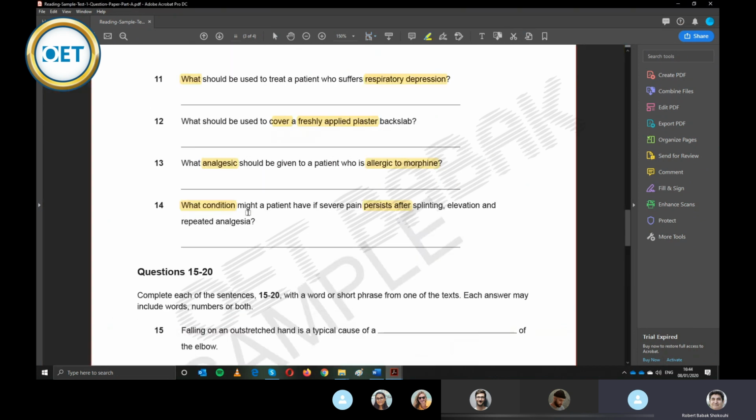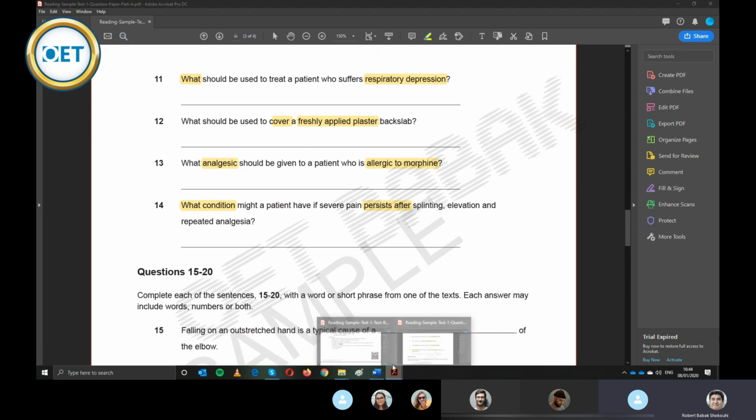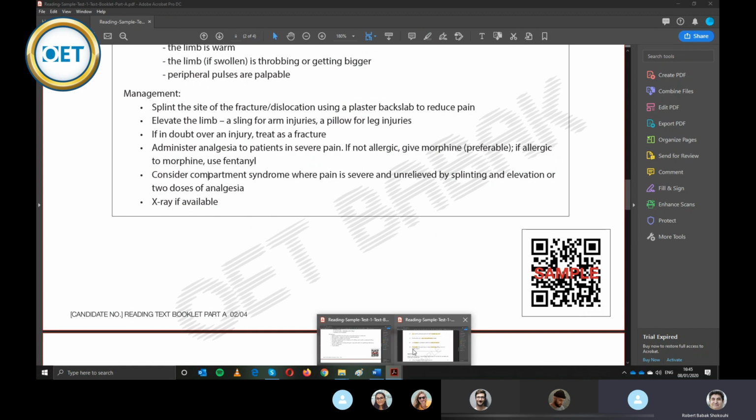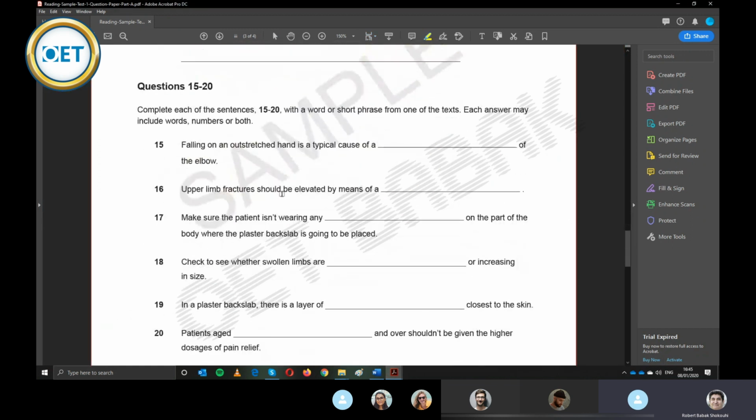What condition might a patient have if severe pain persists after splinting, elevation, repeated analgesia? You would probably know that. This is compartment syndrome, okay? So that's splinting, elevation, or two doses of analgesia. So it could be compartment syndrome. Okay, going to the next part.